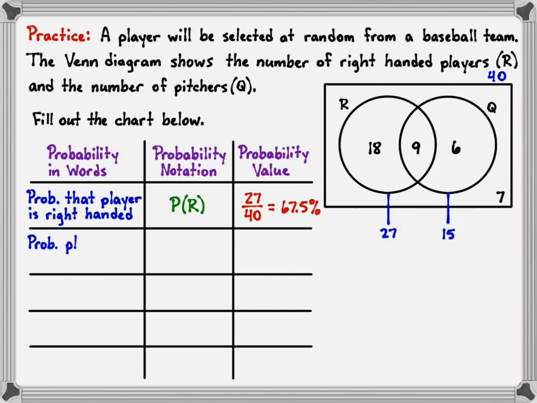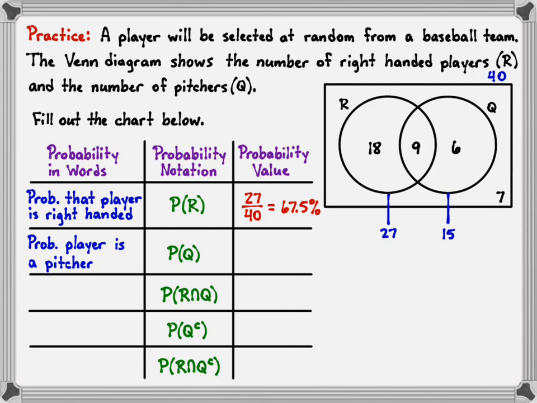All right, next one. The probability that a player is a pitcher. Well, the pitchers are represented by Q, so the probability notation would be P of Q. Well, how many are pitchers? That would be 9 and 6, which is 15. And again, single event probability here, only one letter, so we're thinking two pieces here, 9 plus 6. And then that would be 37.5%.